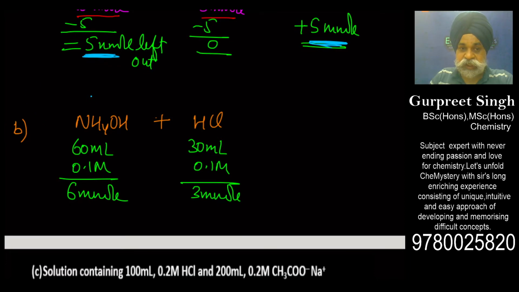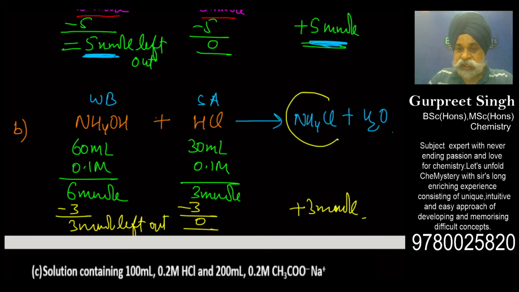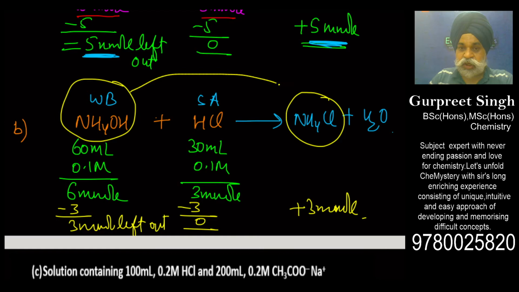Similarly, if you consider this to be a weak base, this has to be a strong acid, but both of these are going to react, and once they react, you would get ammonium chloride plus water. Now, what shall I write here? 6 millimoles of this would react with 3 millimoles, and this got completely consumed, and 3 millimoles are left out. And what is being generated? 3 millimoles of ammonium chloride are being formed. So again, you would get a weak base along with its salt present in the solution. So this also would act as a buffer.